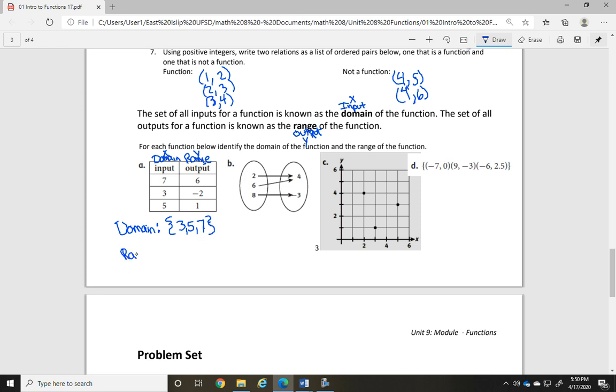The range consists of the numbers 6, -2, and 1. Again, I'm going to put it in numerical order, so I'll write -2, 1, and 6. That's what they're looking for in these problems. So for part B, the domain, I'm going to use just a D for domain, consists of the numbers 2, 6, and 8. I'm going to use R for range. And the range consists of the numbers 4 and -3. I'm just going to put it in numerical order.